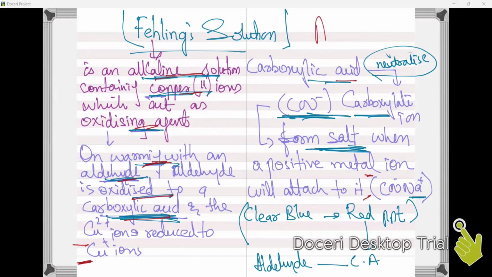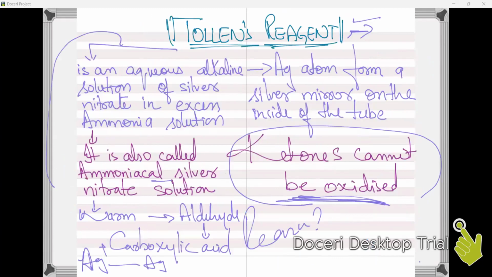But this is only the case for aldehyde. What happens when we are warming aldehyde? Number one, it is oxidized to a carboxylic acid, and the copper 2 ion will be changed into copper plus. From a clear blue, we get a red precipitate of copper 1 oxide, and hence the presence of aldehydes can be confirmed. Also, we need to bear in mind that ketones cannot be oxidized at all.